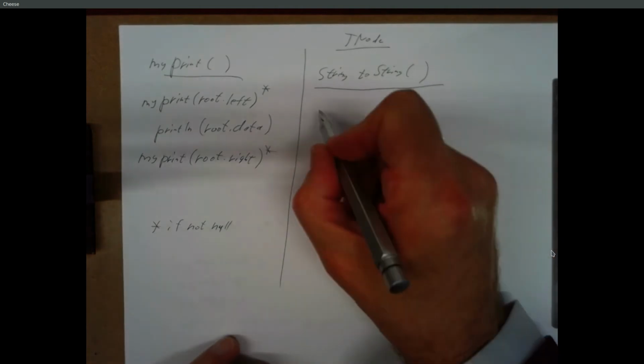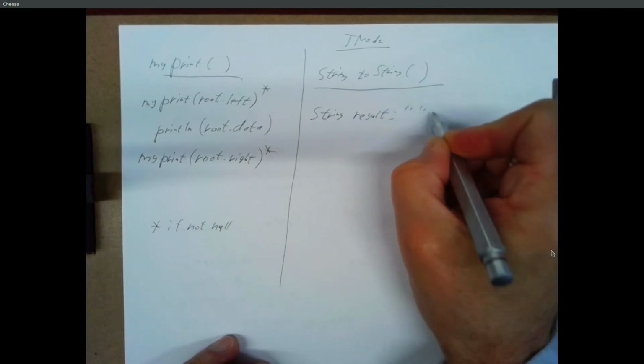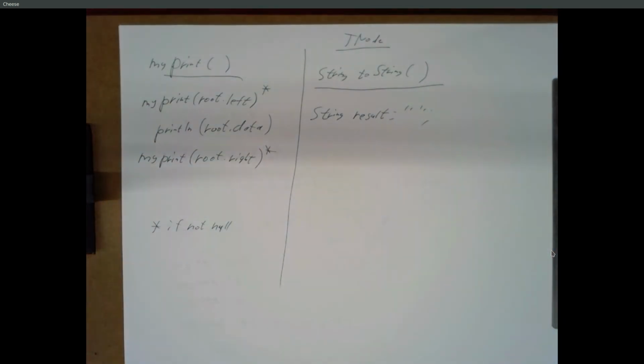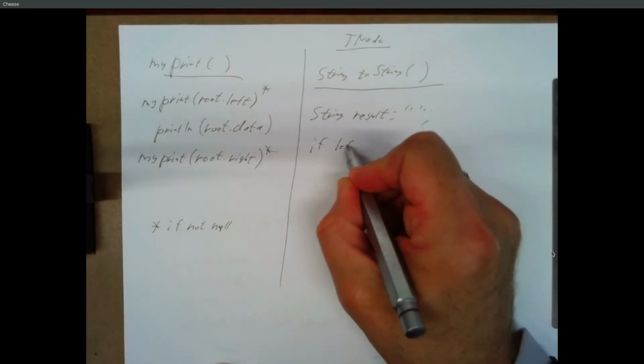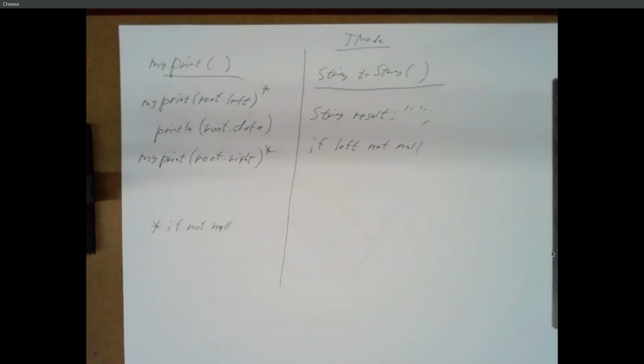So let's make an empty string to save our result. And we only want to do this if the left tree is not null. So if left is not null. So how do we take the string corresponding to the left subtree and append that to this string called result? We want to take the string corresponding to the left subtree and append it to result.